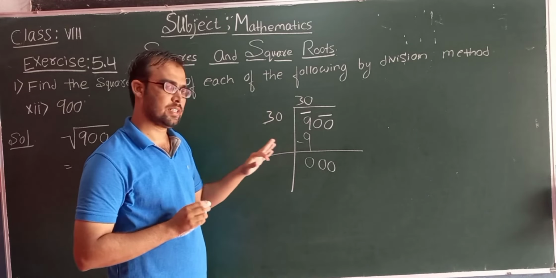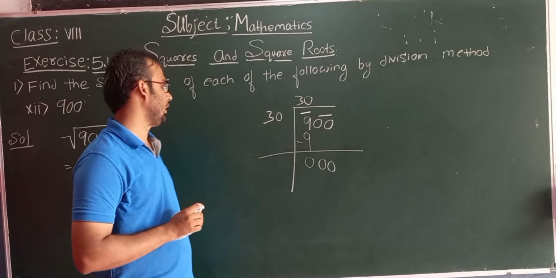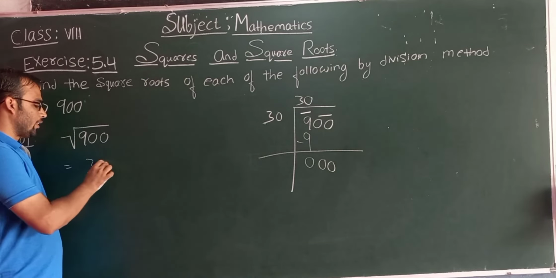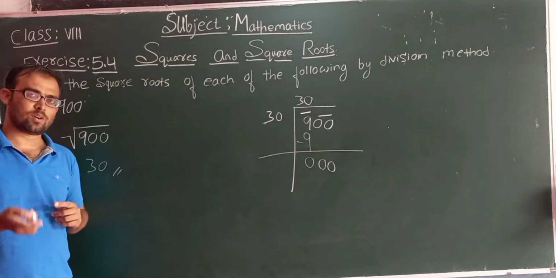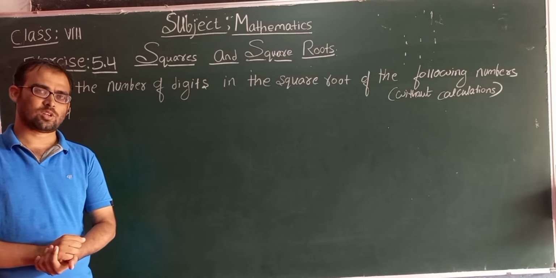Then the square root of 900 will be what? 30. So here the square root of 900 is 30. Students, now let us solve the second question.